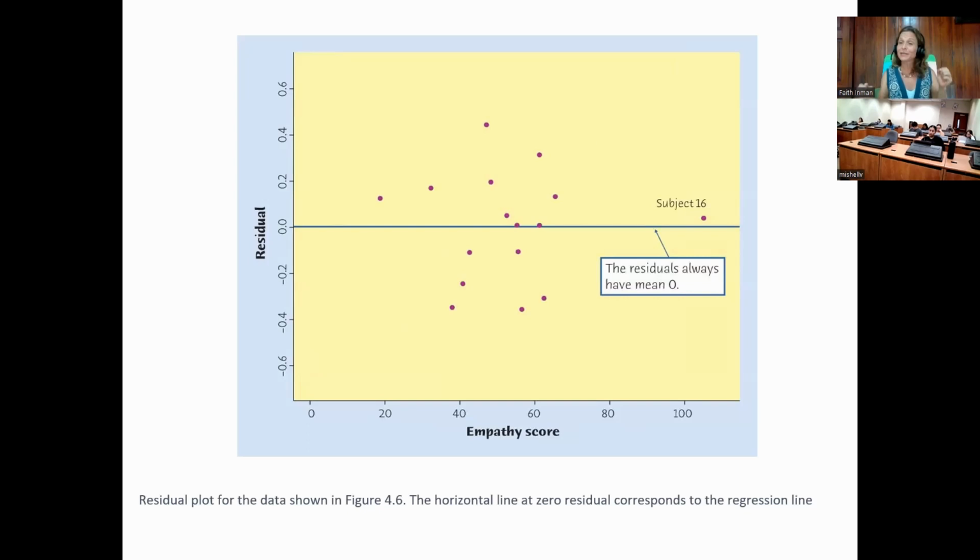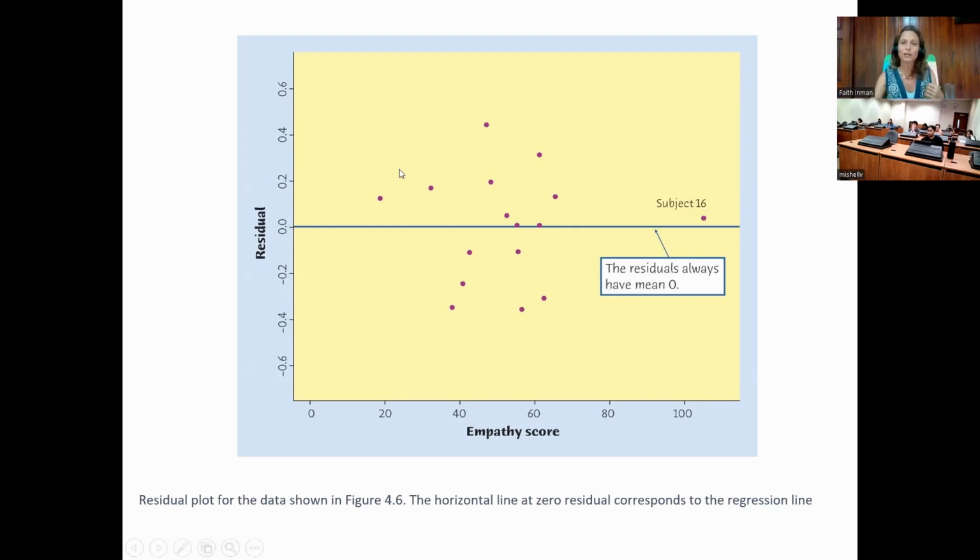And these residuals themselves can be plotted on a scatter plot. So here we have the empathy score again on the x-axis, but on the y-axis, we put something different. Instead of the brain activity, we put the residual itself. We put that distance. And the residuals should always have a mean of 0. So there should always be a straight line here.